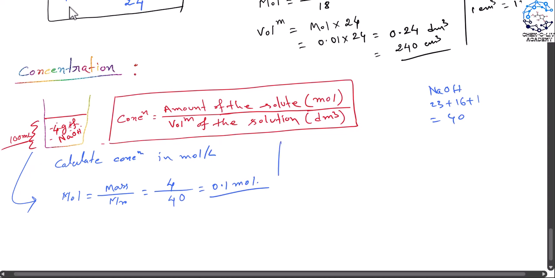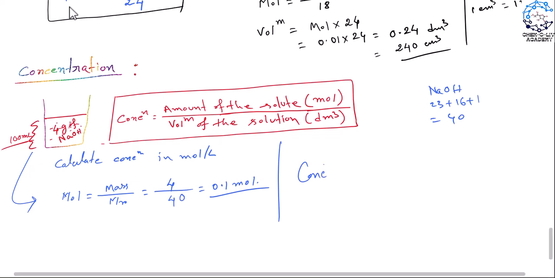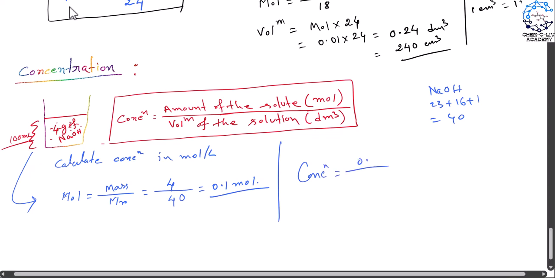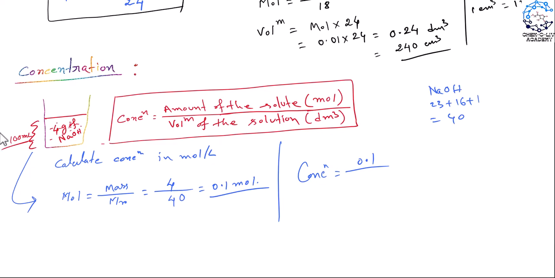Now let's put it in the formula. So concentration is equal to mole 0.1 divided by volume of the solution. The volume of the solution is given in 100 ml, so I have to convert it into liter. So that means 0.1 liter. So this is mole, this is liter, so it gets cancelled out, equal to 1 mole per liter. This is the answer of this question.